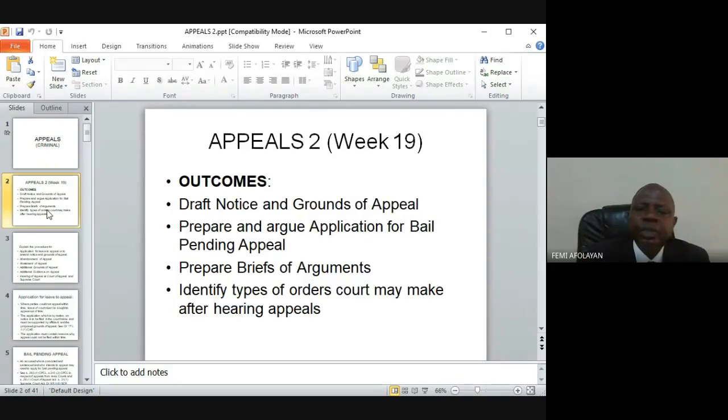So in today's lecture, the outcomes are students will be able to draft notice and grounds of appeal, prepare and argue application for bail, pending appeal, prepare briefs of arguments, identify types of orders the court can make after hearing appeals.